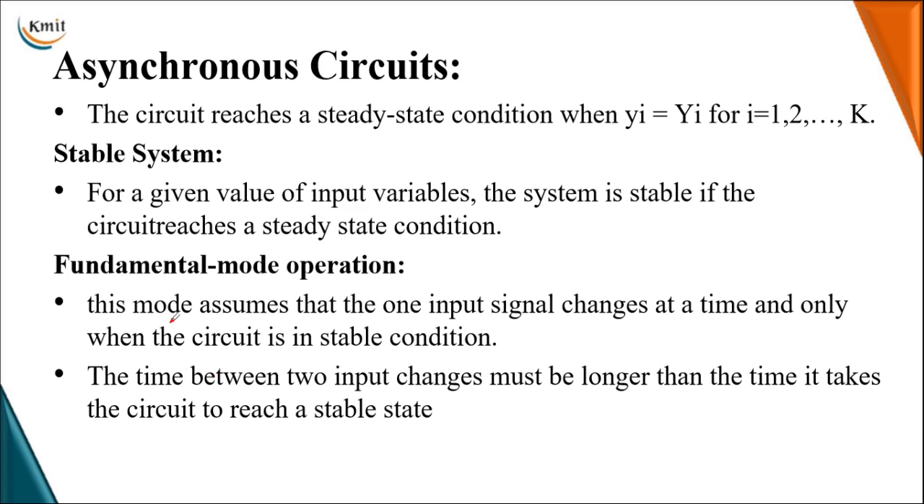These fundamental assumptions we have to make in order to obtain stable outputs in an asynchronous sequential circuit. First, only one input signal must be changed at a time, and only then will the output be at a stable state. If you want to make two input changes, the time between the input changes should not be shorter than the time it takes for the circuit to reach the stable state.